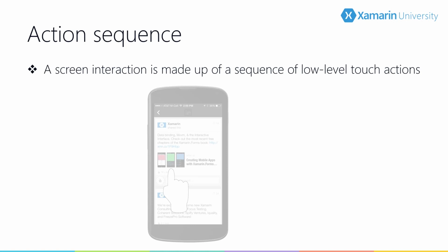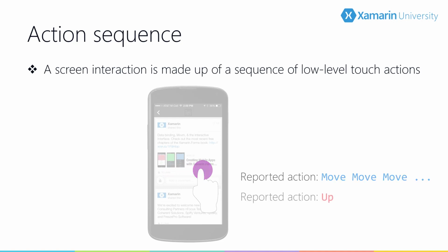You can think of touch notifications as a sequence or a stream of messages that Android sends to your app. Each interaction follows a standard pattern. The user touches the screen, and you're notified that the down action occurred. The user moves their finger along the screen, and your app will receive a bunch of move actions. The user lifts their finger, and your app is notified of an up action.